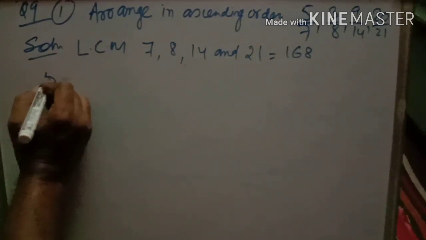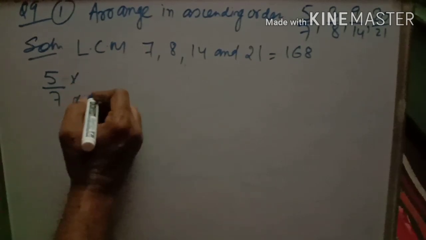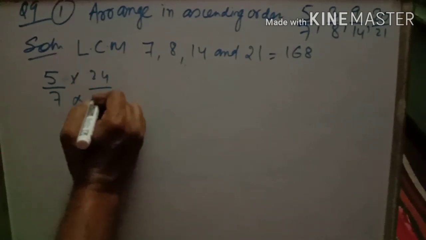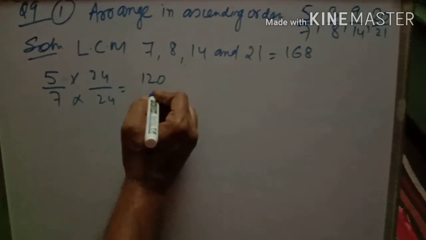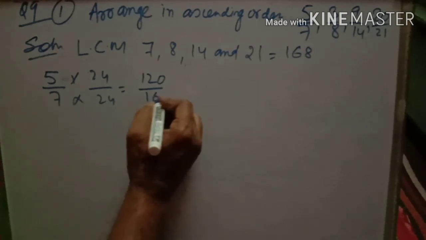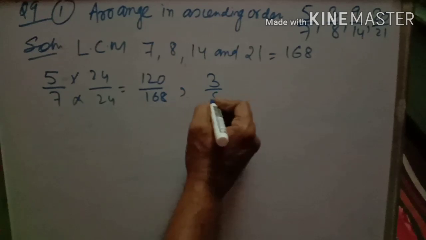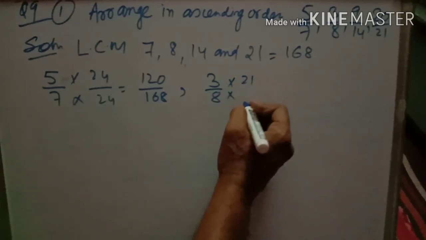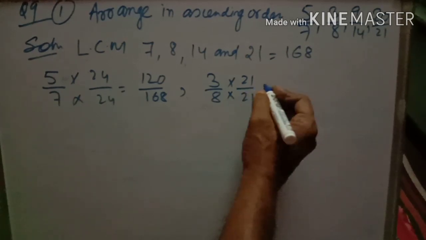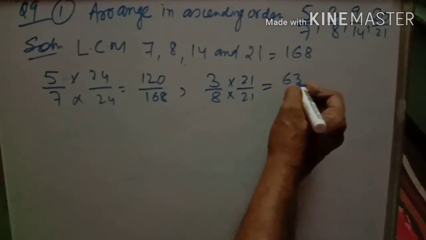So 5 by 7 into 24 by 24, it will be 120 by 168. Now 3 by 8 we have to multiply by 21, numerator and denominator both, therefore it will be 63 by 168.